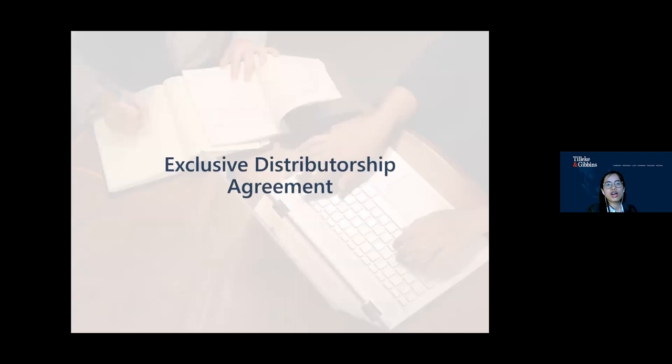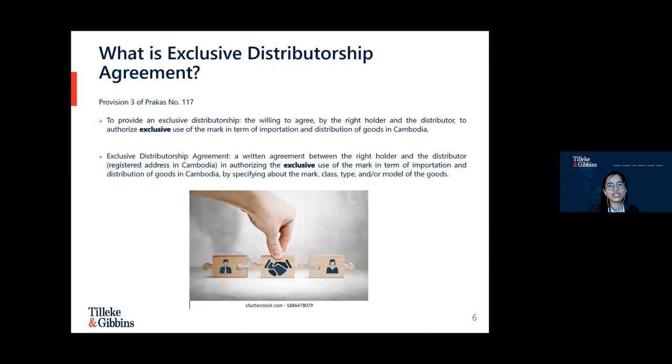Okay, so since we talk about exclusive distributorship agreement, we need to know what exactly it is. According to provision 3 of Prakas number 117, an exclusive distributorship is where the right holder, which is the trademark owner, and the distributor willingly agree to authorize exclusive use of the mark in terms of importation and distribution of trademark goods in Cambodia. When we say exclusive use of the mark, we refer to exclusive distributorship, which is different from sole distributorship. Exclusive distributorship is the scenario where you, as a trademark owner, have no right to import or distribute the goods, and only your exclusive distributor can do so.